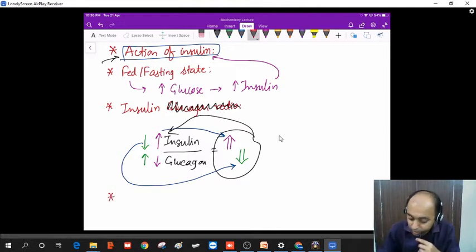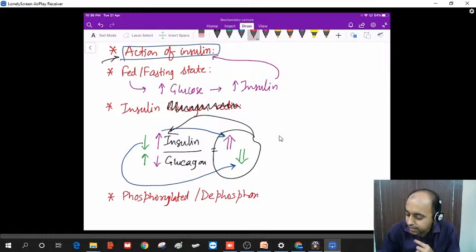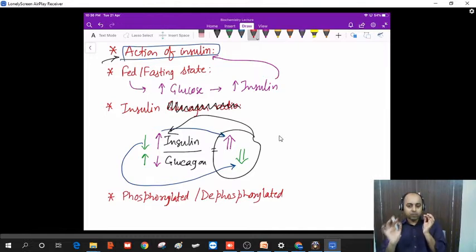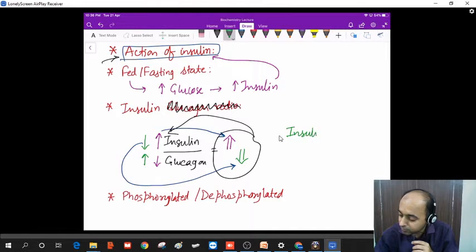The last question that will come across, which can be solved from here, is enzymes active in phosphorylated and dephosphorylated state. For this, I'll give you a very simple mantra. It is applicable in the majority of conditions, about 99.9% of cases. What you have to remember: insulin causes dephosphorylation.